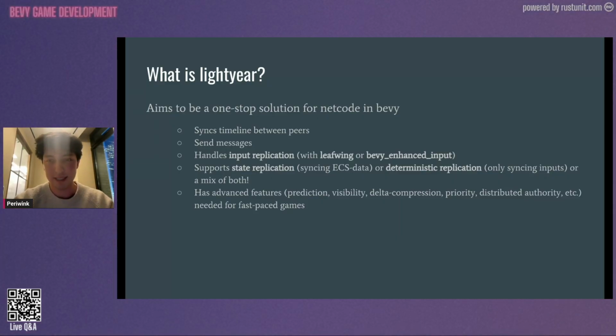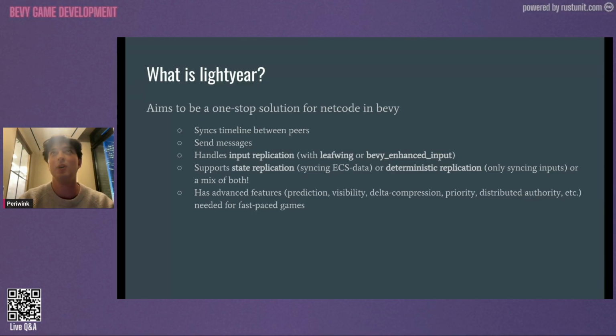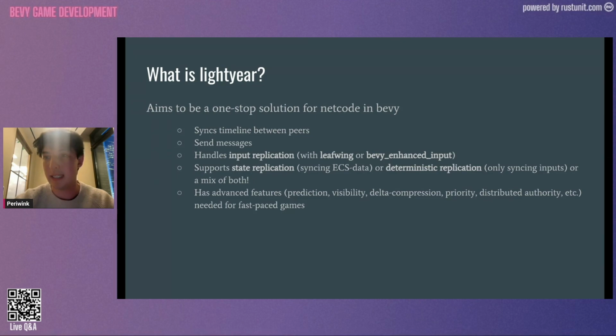and then you continue by using determinism. And it also has a lot of advanced features that are needed for fast-paced games. So prediction, visibility, which is sending data only to a subset of clients, delta compression, etc. And I'm going to show and talk about these later.